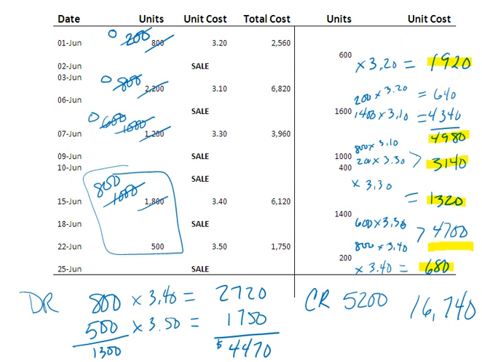Okay, so if you were asked to find the value of the ending inventory for perpetual FIFO, we did that, and that amount is 4,470. And if you were asked to find the amount of cost of goods sold for perpetual FIFO, it is $16,740.